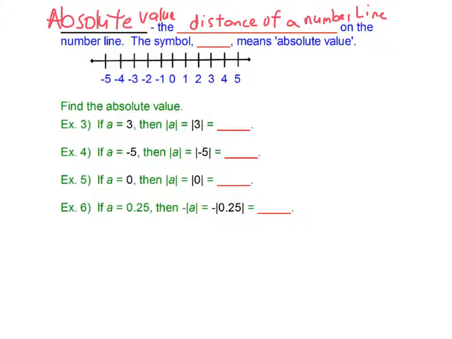Okay, next we have the absolute value. Absolute value is the distance of a number from 0 on the number line.